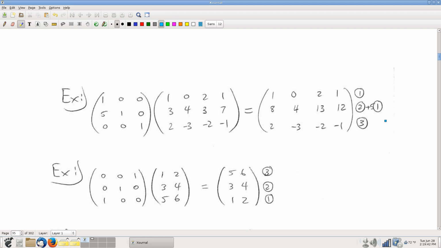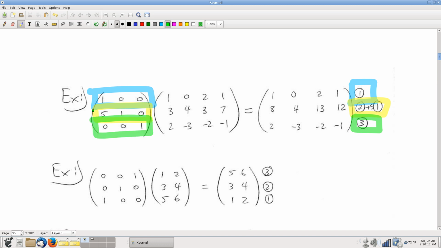So in particular, if I take this 1 and interpret it as a linear combination of rows 1, 2, and 3, these are those coefficients. And if I view this as a linear combination of rows 1, 2, and 3, these are those coefficients. And lastly, if I take this as a linear combination of rows 1, 2, and 3, these are those coefficients.